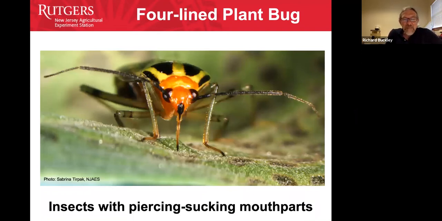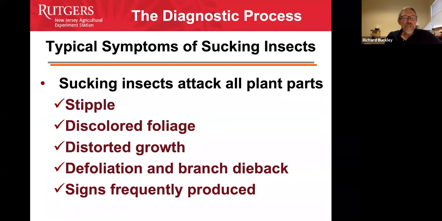Insects with piercing, sucking mouth parts come first, right? So note that this insect, the four-line plant bug, has a stylet. And when insects feed with a stylet, they cause a symptom called stipple. Stipple will discolor the foliage or distort the growth. Occasionally you get a little defoliation or branch dieback.